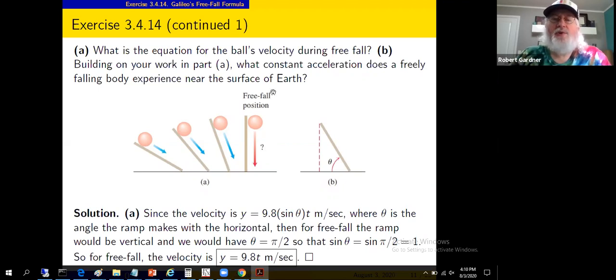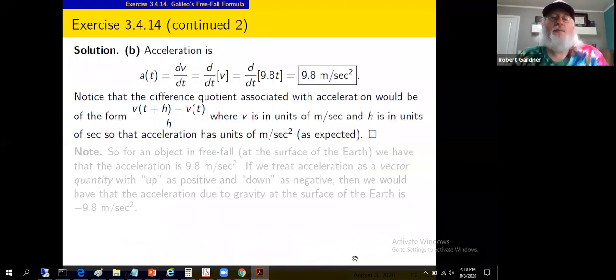Next, they want us to determine acceleration at the surface of the Earth. Okay, well, we know acceleration is a derivative of velocity, and here's velocity right here. Acceleration is the derivative of velocity. It's what we define acceleration to be. We know the velocity is 9.8 t meters per second. Differentiate that. We'll get just simply 9.8. The units will be meters per second squared, if you're familiar with units used to measure position, velocity, and acceleration.